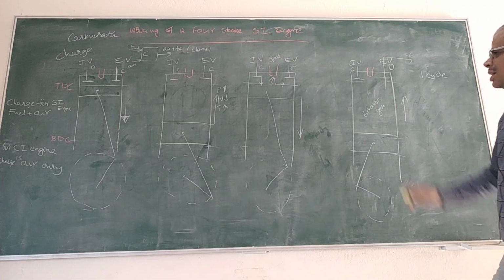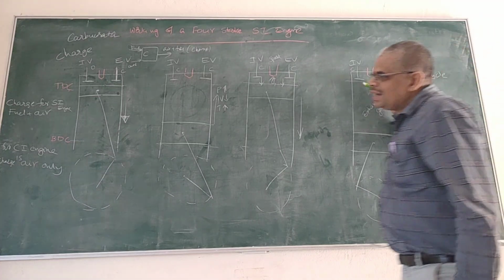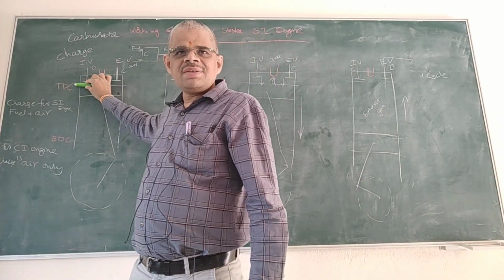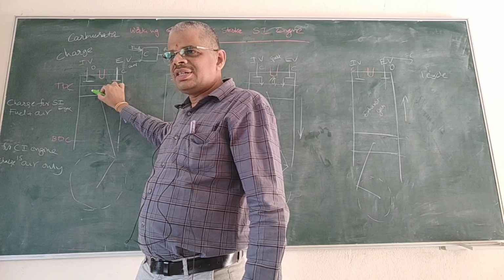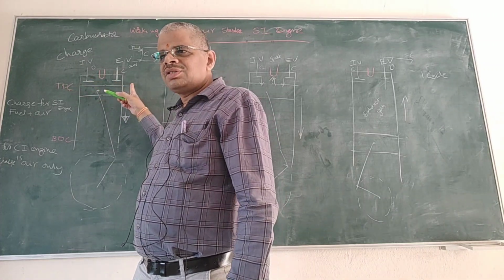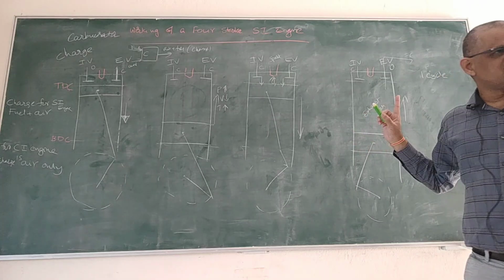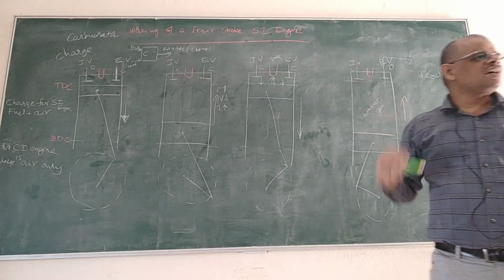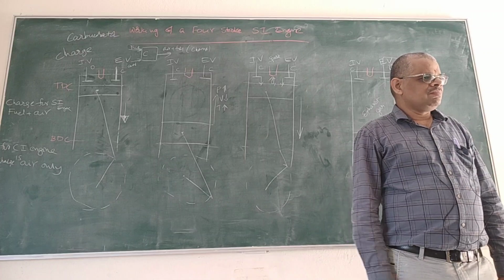So what does it mean? Again the piston has reached TDC. So what happens next? Again the piston is at TDC. Again when it moves downwards, fresh charge enters into the cylinder. So this is opened and this is closed. After that this, after that this one. So like that, a number of cycles are occurring in this engine.